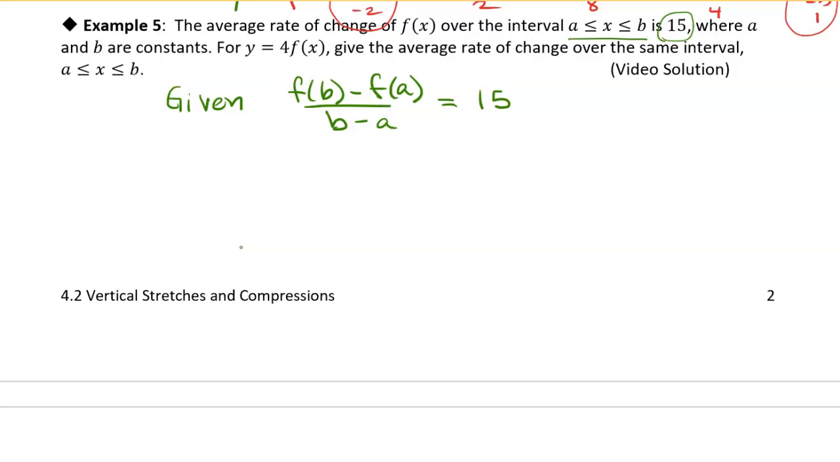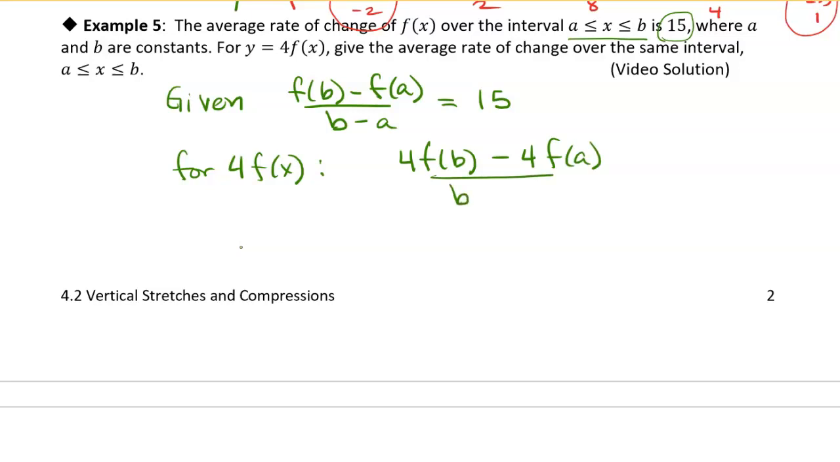Okay, so let's look at 4 times. Let's look at the average rate of change of 4 times f of x. So for 4 f of x, right, then the average rate of change is going to be 4 f of b minus 4 f of a all over b minus a.